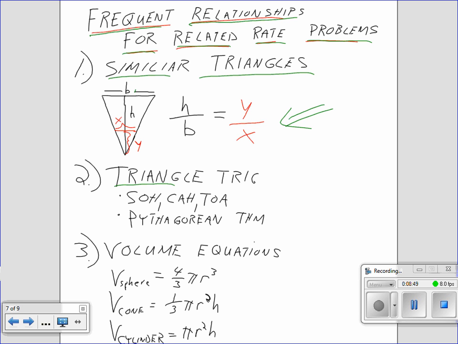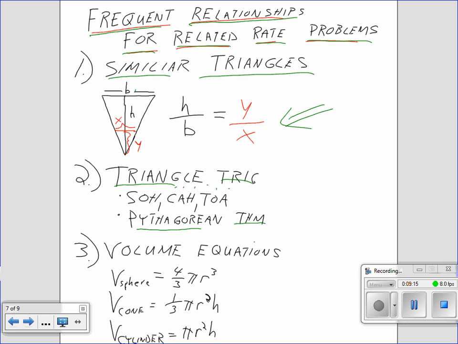Then we worked a problem where triangle trigonometry was important. You need to know your SOHCAHTOA, right? Sine is equal to opposite over hypotenuse. Cosine is equal to adjacent over hypotenuse. Tangent is opposite over adjacent. Remember when you learned that about triangle trigonometry. Know your Pythagorean theorem. That comes up a lot, like the ladder problem.